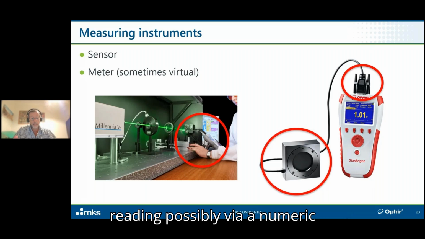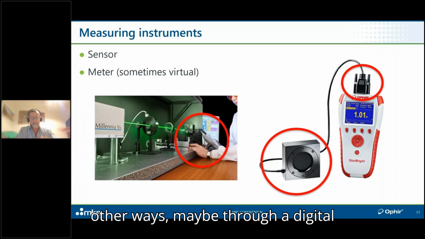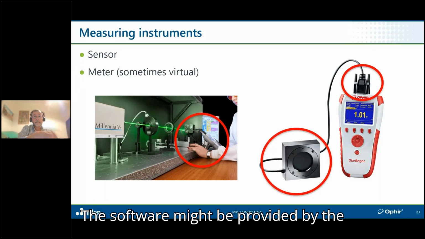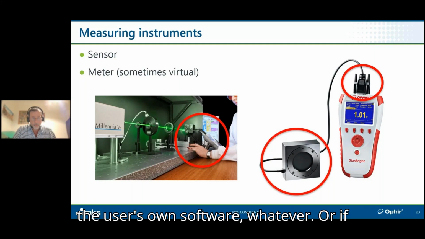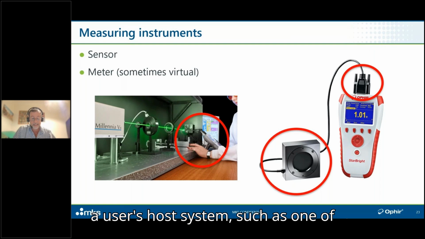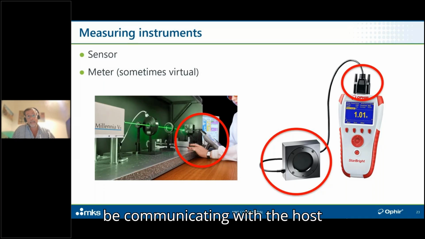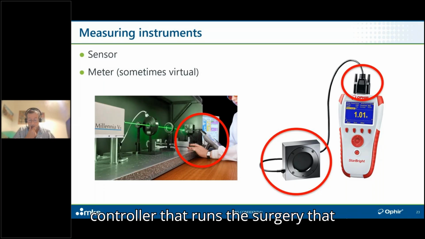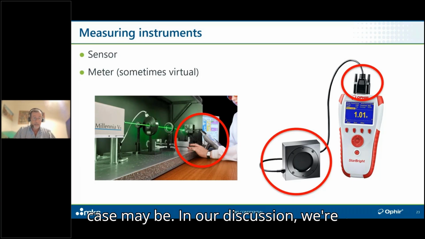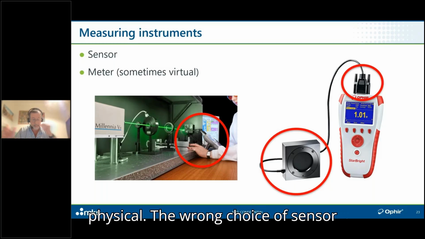Or if it's an OEM instrument integrated inside a user's host system, such as one of those surgical systems, it might be communicating with the host controller that runs the overall system, whatever the case may be. In our discussion, we're going to be looking mainly at the sensors, since the differences among them are physical. The wrong choice of sensor could mean incorrect measurement, no measurement, or maybe a damaged sensor. We'll talk about that in a second. The choice of meter, on the other hand, is functional. It's all about how you want the results to be shown to you. Graphically, maybe you'll want some mathematical operations performed on them, the ratio between two sensors or whatever.